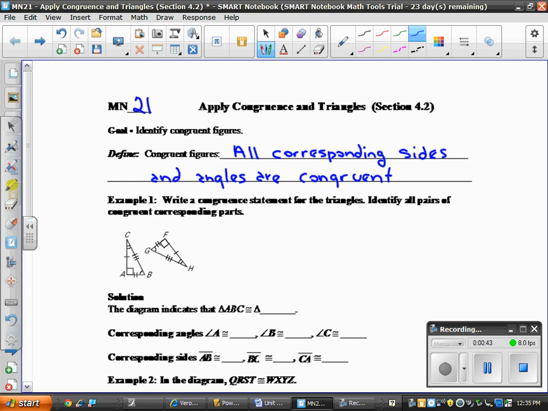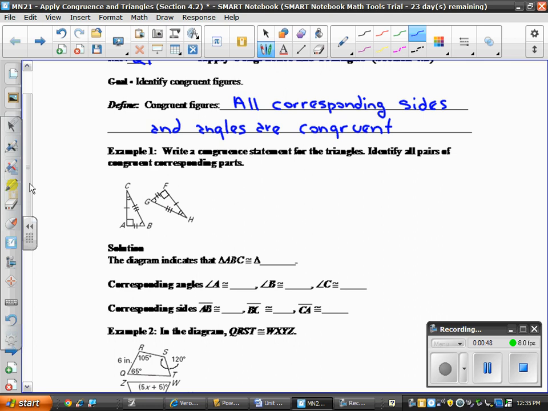So let me show you kind of what we're talking about in example number 1, where it says write a congruence statement for the triangles, identify all pairs of congruent corresponding parts. I'm actually going to do it backwards. I'm going to first talk about our corresponding parts that we know are congruent. So I'm starting right here at the star.